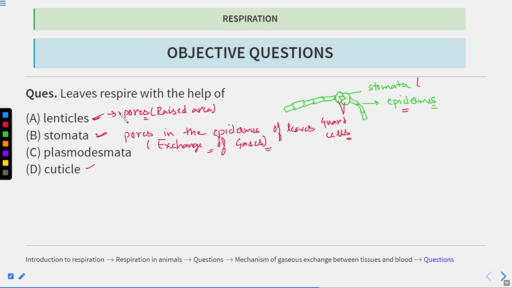Now coming back to lenticels, these are the pores or raised areas present in the woody stem. Which stem? Woody stem. This is clear. This is lenticels, but we are talking about leaves here, so lenticels are not present in the leaves. And what are plasmodesmata? Plasmodesmata are the cytoplasmic bridges between two cells.